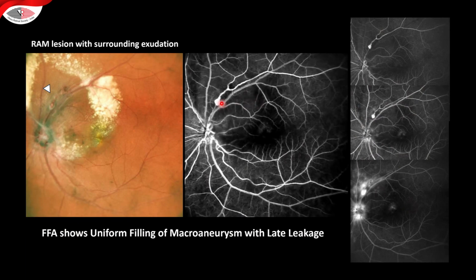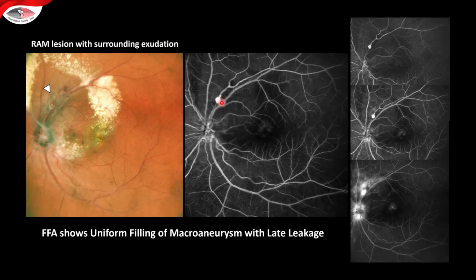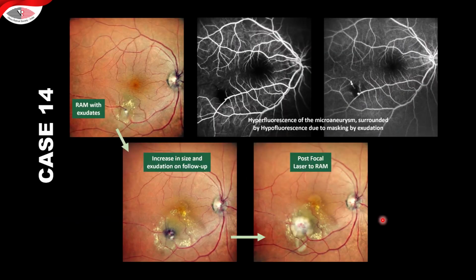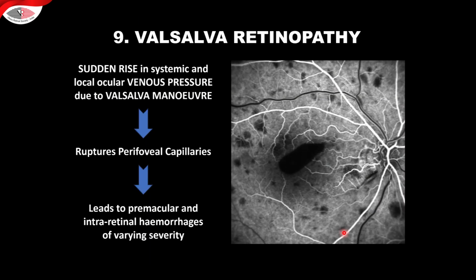FA picks up the exact outpouching of the area which fills up for the macroaneurysm which is there. This is again the macroaneurysm you can see here. And when this is lasered, after the laser that we have blanched that area with the aim of reducing the leakage and also give anti-VEGFs to clear up the macula, which has already got some exudation in that area.